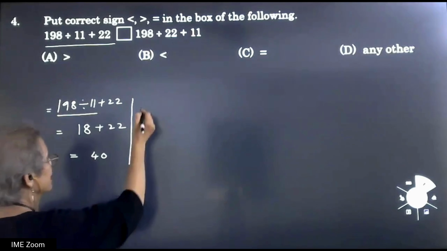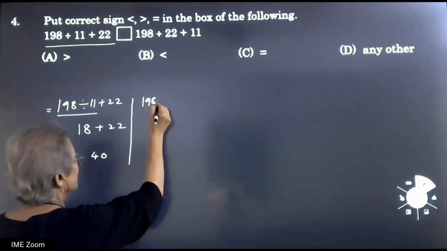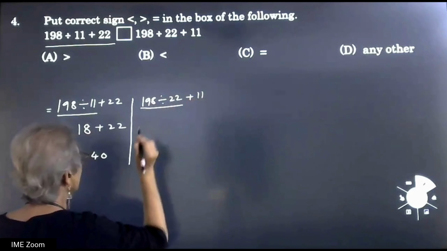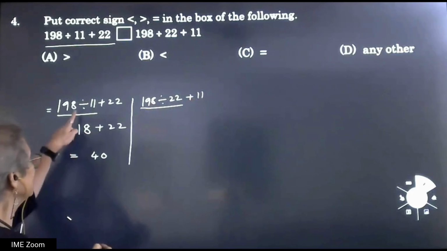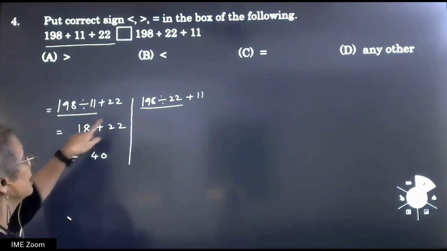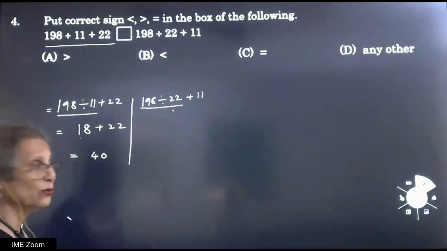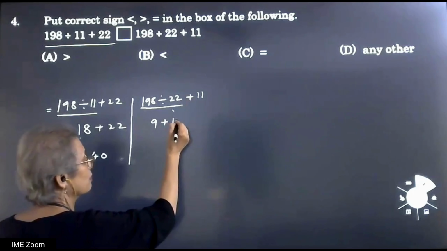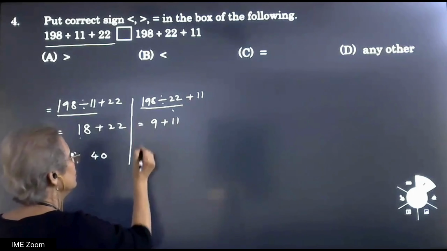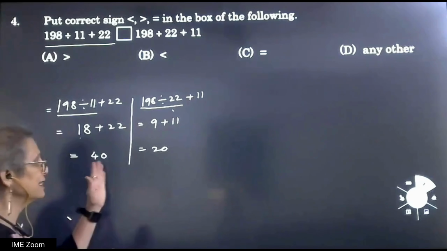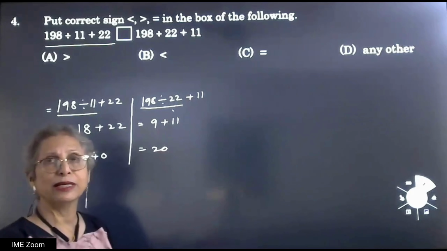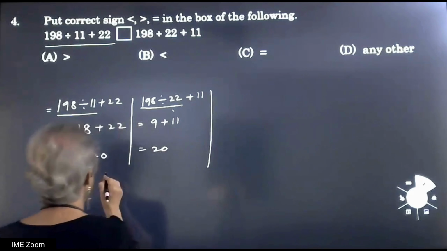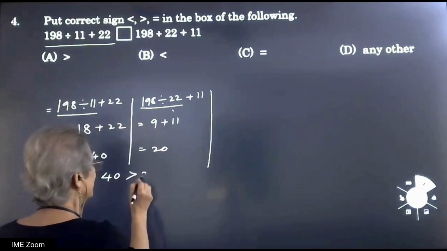Now let us see the right hand side. 198 divided by 22 plus 11. First we have to do this. So divide this by 11. Now here when we divided by 11, we got 18. Now again 18 divided by 2 means this will be 9 plus 11, and that is equal to 20. Now one side is 40, the other side is 20, so it can't be an equality. So it is an inequality. So we can say that 40 is greater than 20.